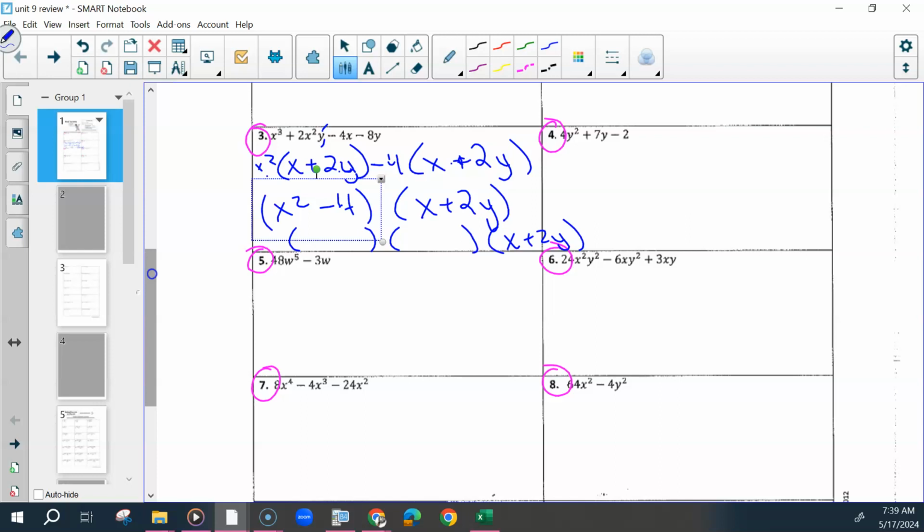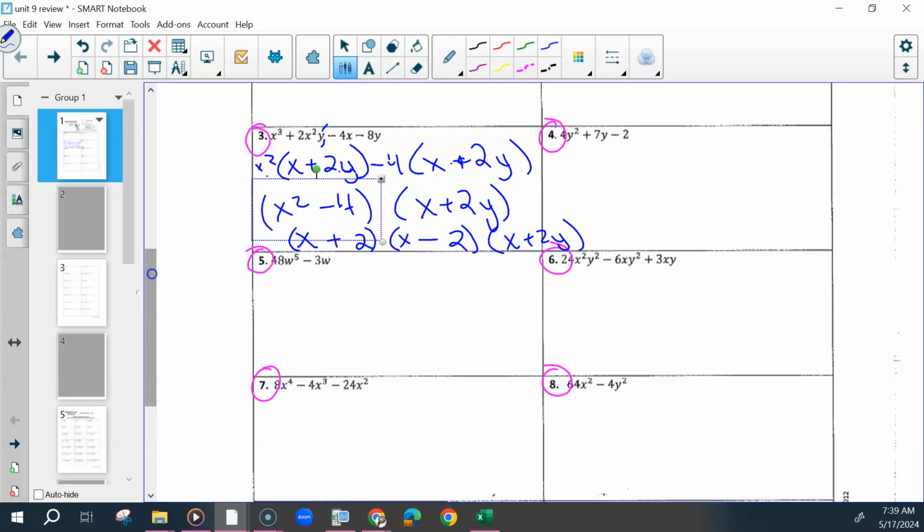Because we're going to split the x squared minus 4 into these two. We're thinking what times what gives us x squared? X times x, and what times what would give us 4? 2 and 2, and put a plus and minus.